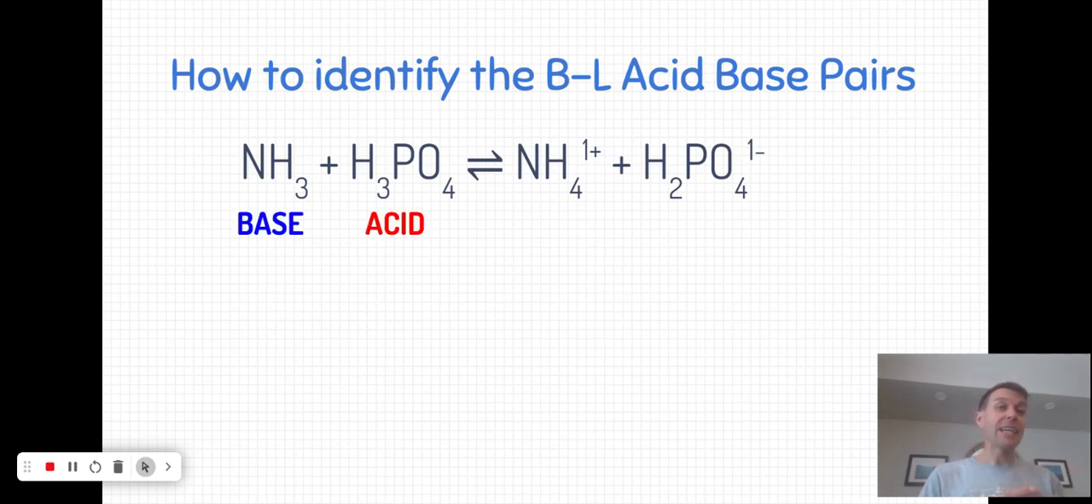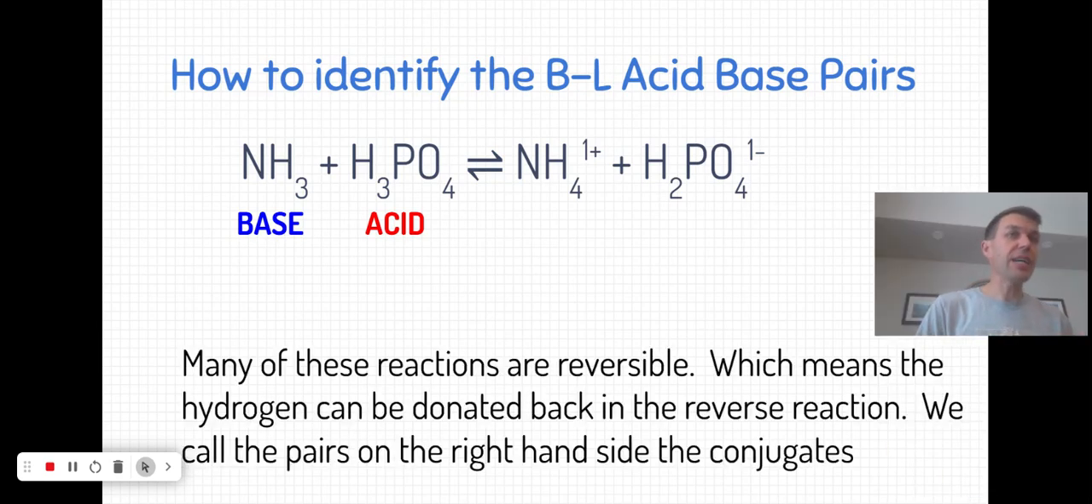Phosphoric acid is acting as a proton donor, and ammonia is acting as the proton acceptor, the base. As you can see in this reaction, I have an equilibrium arrow, which indicates that we have a reversible reaction here. And in fact, we are going to be looking at many acid-base reactions which are reversible. In the reverse reaction, the hydrogen is just going to move the opposite way.